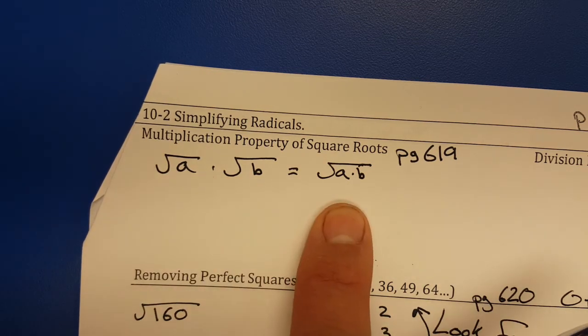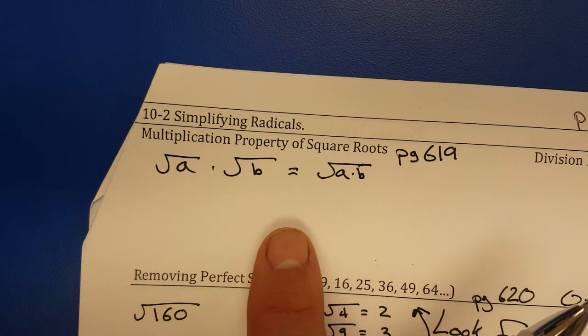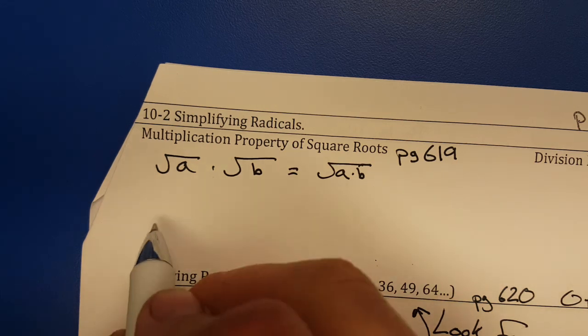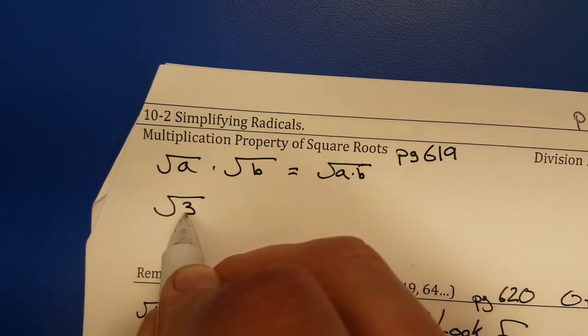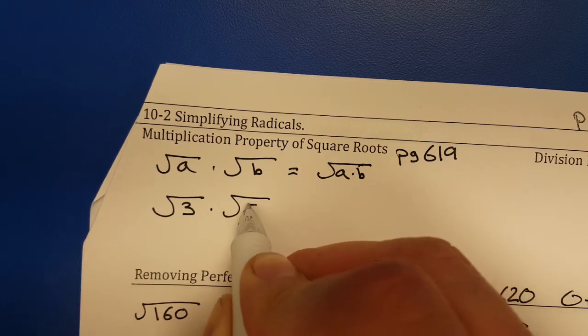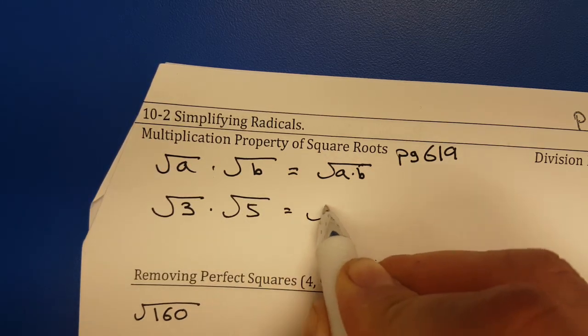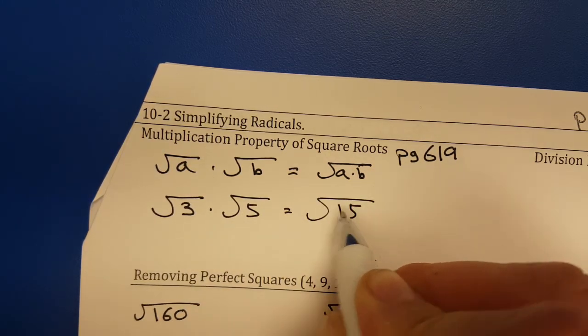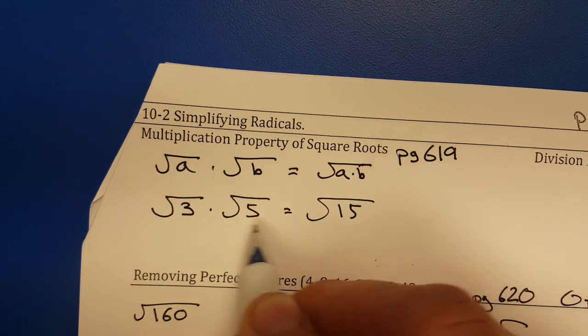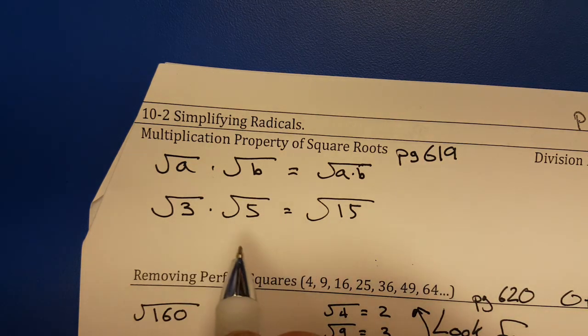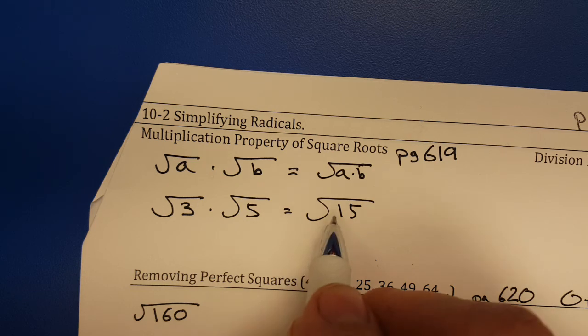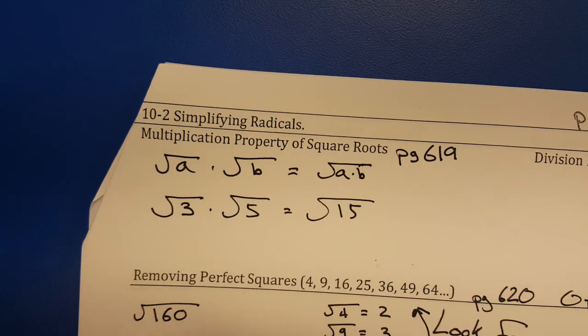So we're going to see this in action a lot moving forward. A quick example: if you have the square root of 3 times the square root of 5, you could rewrite that as the square root of 15. So this is good for building roots and also breaking them back down. If you want to take this time to calculate those really quick and see if they're the same, go ahead, push pause. I'll be here for a while.